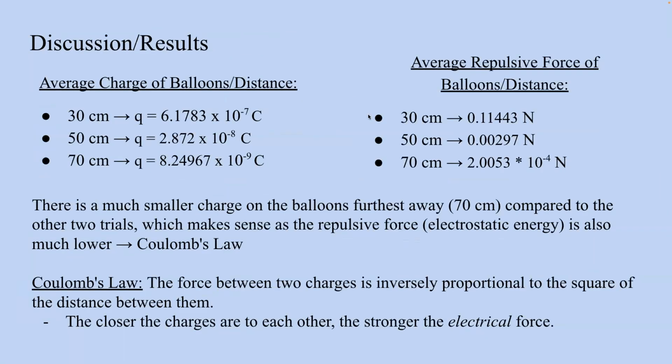Shown here are our average charges of the balloons per distance, as well as the average repulsive forces of the balloons per distance. As you can see, there's a much smaller charge on the balloons further away compared to the other two trials, which makes sense as the repulsive force is also much lower. And this is consistent with Coulomb's law, which states that the force between two charges is inversely proportional to the square of the distance between them. Therefore, the closer the charges are to each other, the stronger the electrical force.